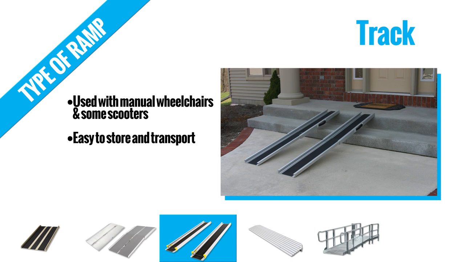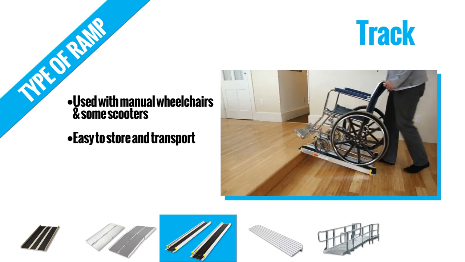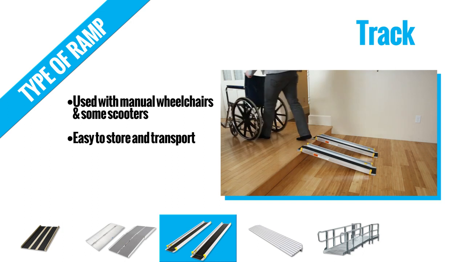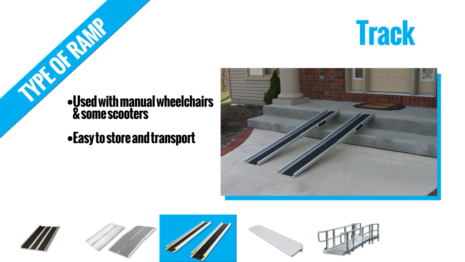Track ramps are used for manual wheelchairs and some types of scooters. They are 2 separate narrow ramps that can be positioned to match the width of your wheelchair's wheels. Their design makes them smaller and more lightweight than other ramps. Please keep in mind that they are not recommended for 6-wheeled power chairs or 3-wheeled scooters.